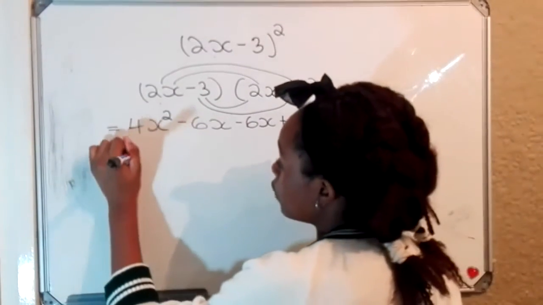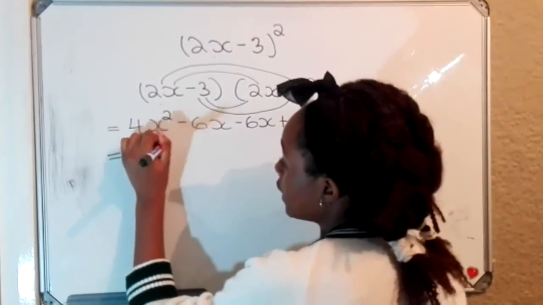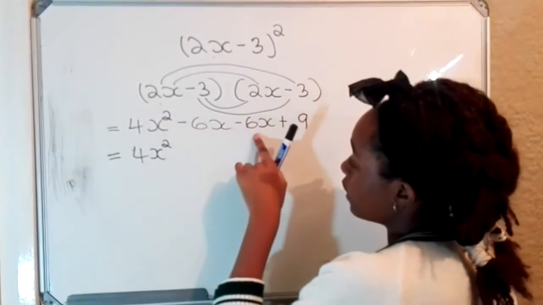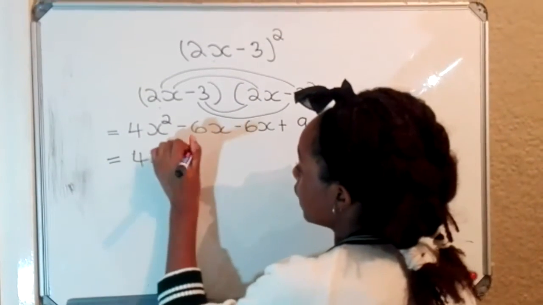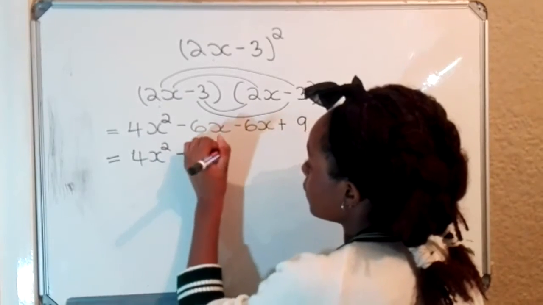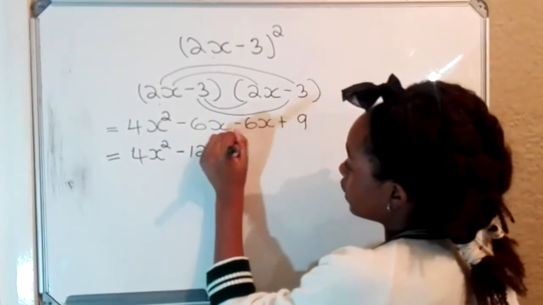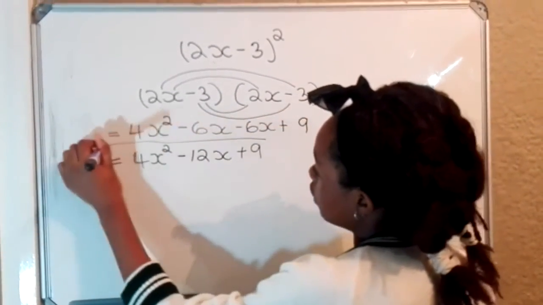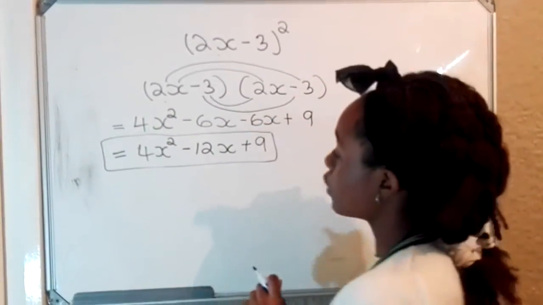So we leave 4x squared alone. And we have minus 6 and minus 6 will give you an answer of minus 12x. And we are left with 9. So this is our final answer, okay? 4x squared minus 12x plus 9.